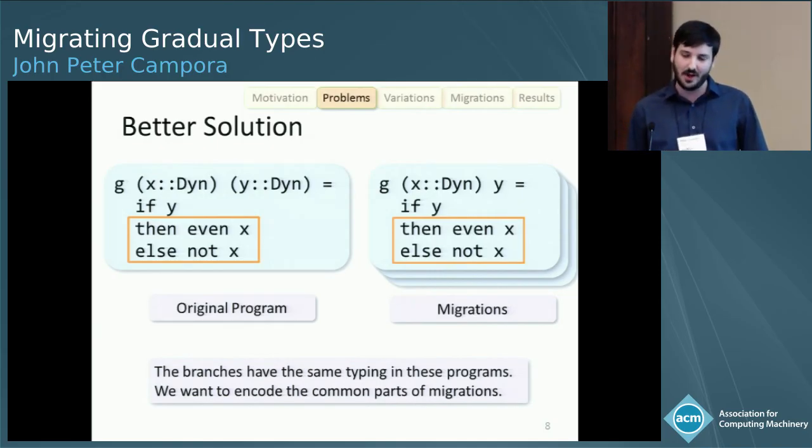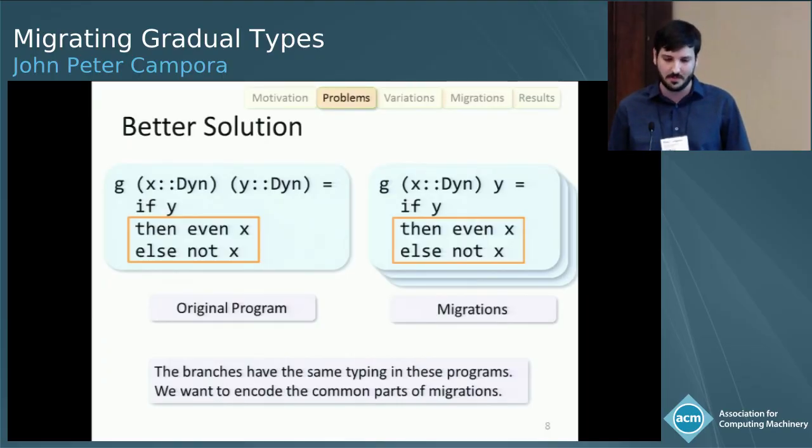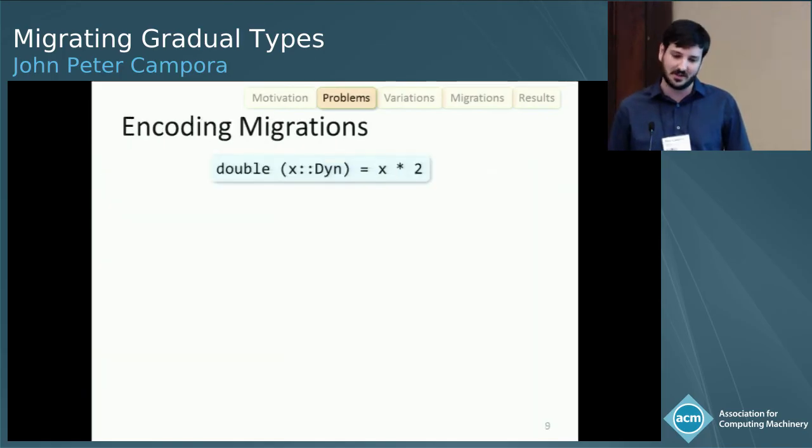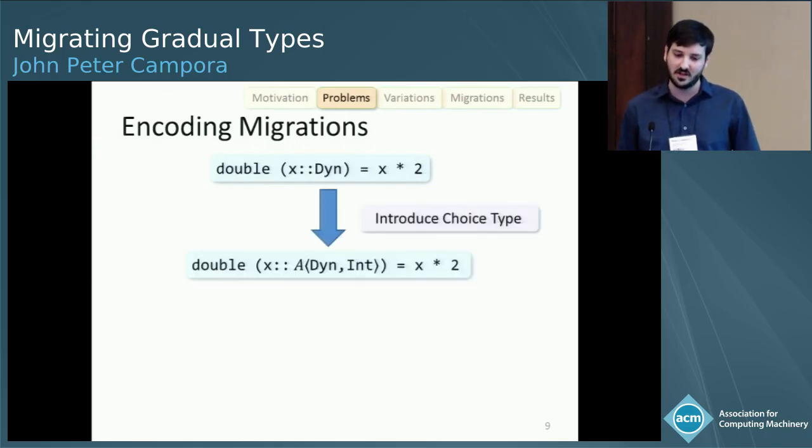We want to figure out how we can share the typing process between the different possible migrations for our program. And we're going to do this with what's called variational typing. To give an overview of how variational typing will encode migrations, we'll start with this simple function where we have a dynamic annotation. Basically, we go through each dynamic parameter and introduce a unique choice type for it.